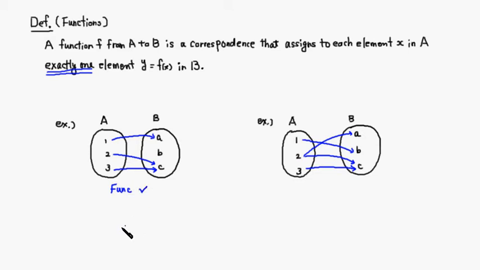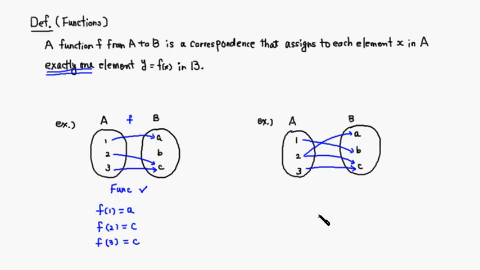So this is a function. We can call this one f. Notation-wise, we can write it this way also. Since 1 is mapped to A, we can write f of 1 is equal to A. And f of 2 is equal to C, because 2 is mapped to C. And of course, f of 3 is equal to C. So this follows the definition, so it is a function.